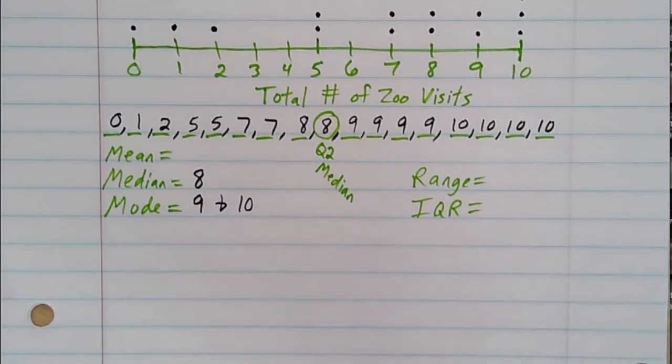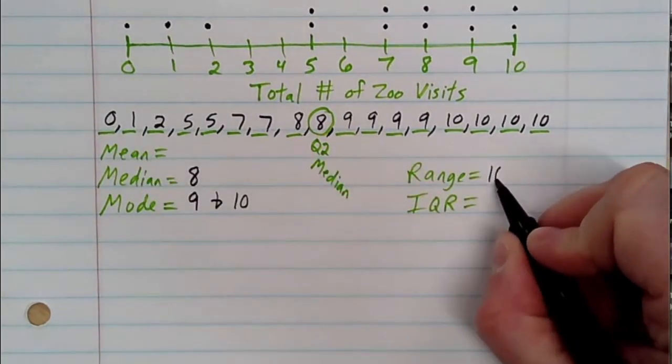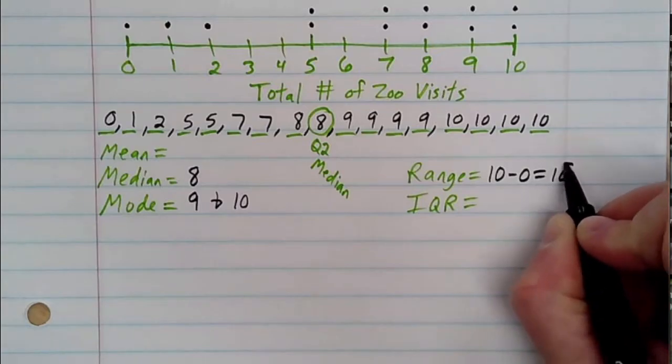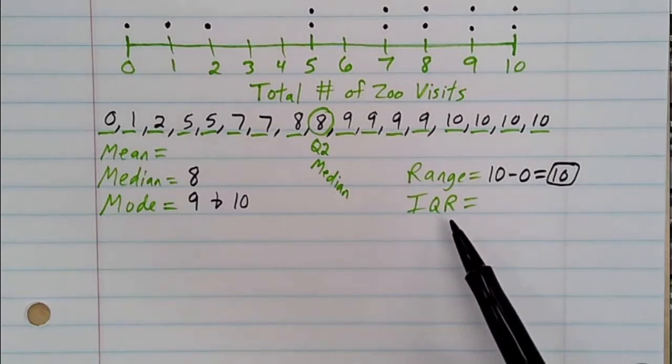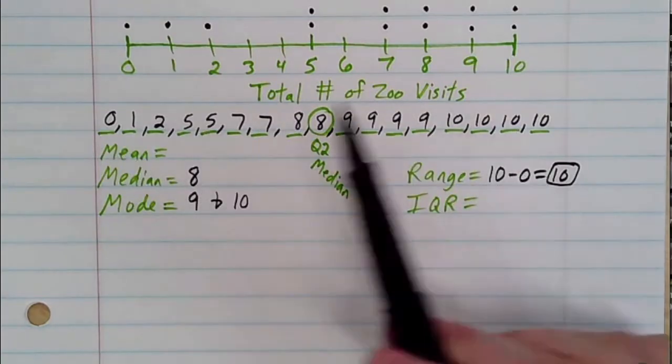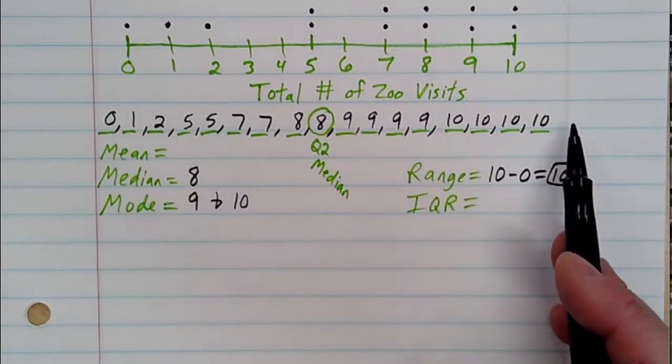Another one I think that's kind of easy to solve is range. Their numbers range from 10 to 0, so 10 minus 0 is 10 for the range. Interquartile range, you got to break them into lower and upper quartiles. Mean, you've got to add all these numbers up and then divide by, what did we say, 17 numbers.